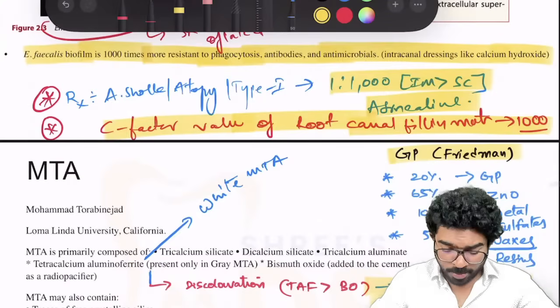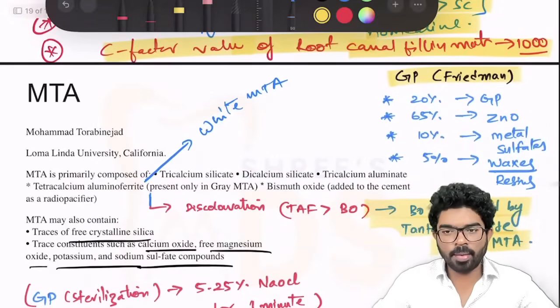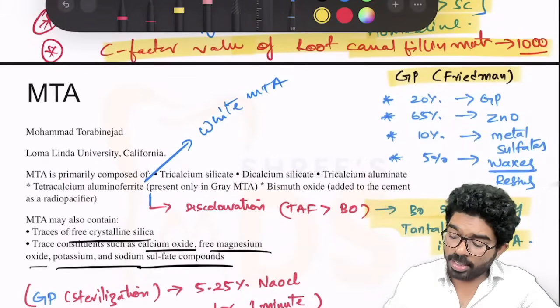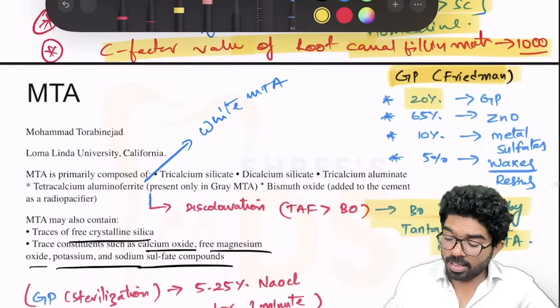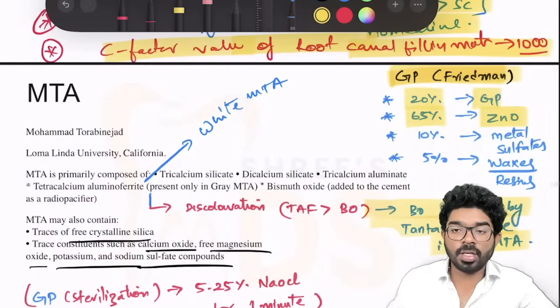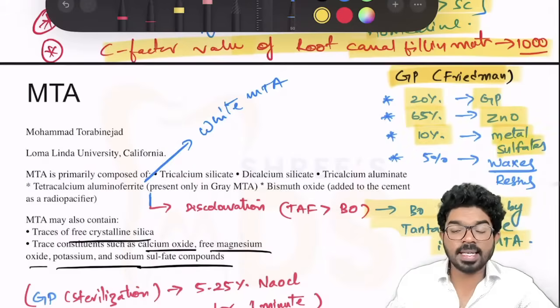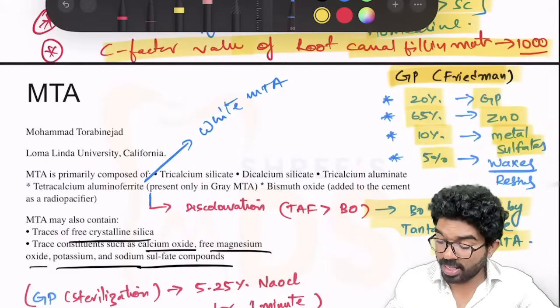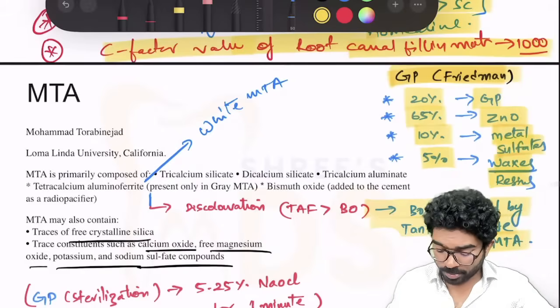Okay, so other important areas are MTA and gutta-percha, which are very, very important. The composition of gutta-percha is given by Friedman. It contains 20% gutta-percha, 65% zinc oxide, which acts as a filler, 10% metal sulfates, which act as radio-opacifiers, and 5% waxes and resins, which maintain the plastic property.